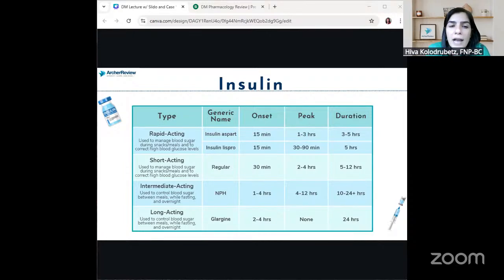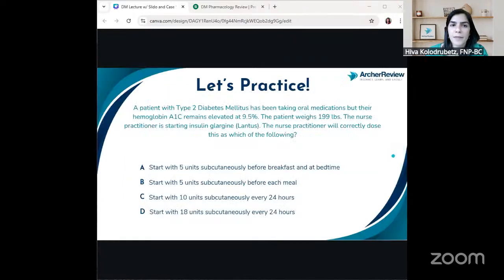We really have shied away from using intermediate acting insulin, at least in the endocrinology practice with the endocrinologists that I was trained with. So you really want to be looking at mostly, when you're managing patients, long acting and short acting for mealtime, long acting for the basal insulin. So let's practice a question together.